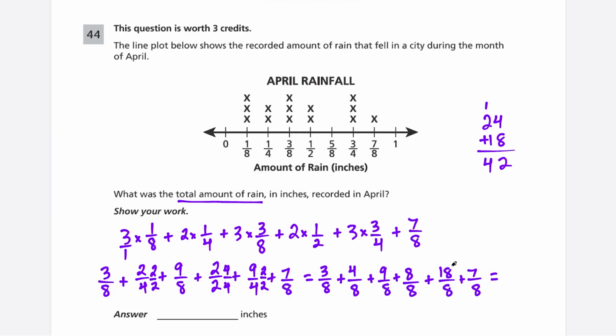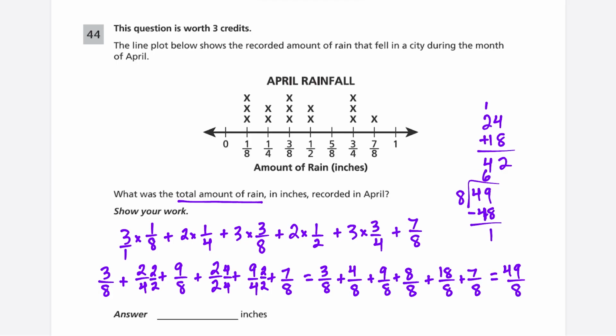And now we're at 42. 42 plus 7 is 49. So we're at 49 over 8. So now for this, I would do the long division on the side. 49 divided by 8, and I'll write this in long division form. 8 goes into 49 6 times, and then 6 times 8 is 48. I subtract 48, and I get a remainder of 1.